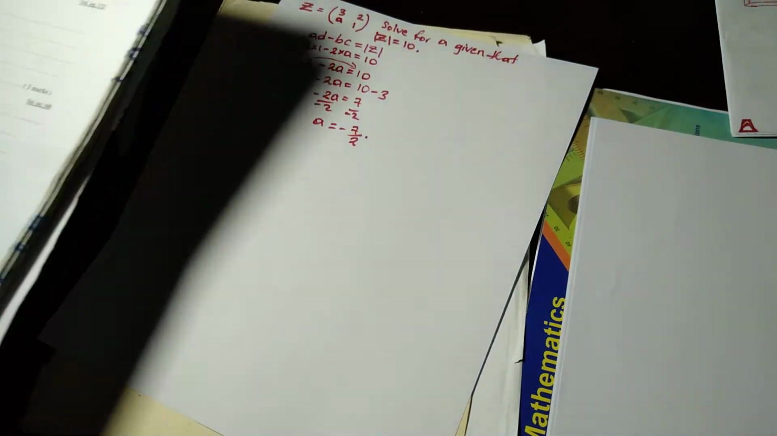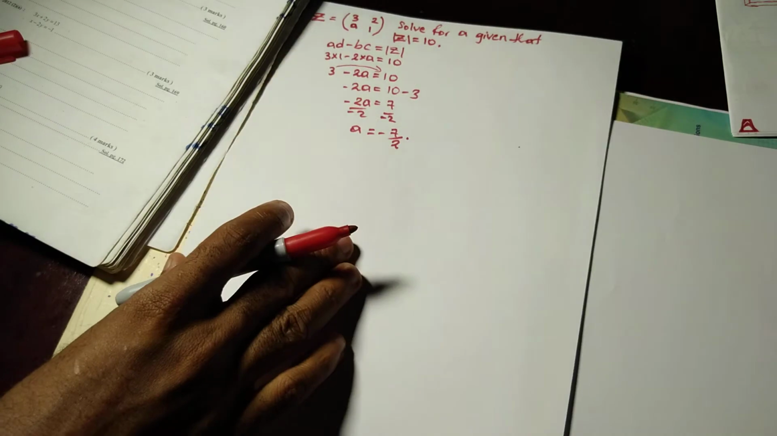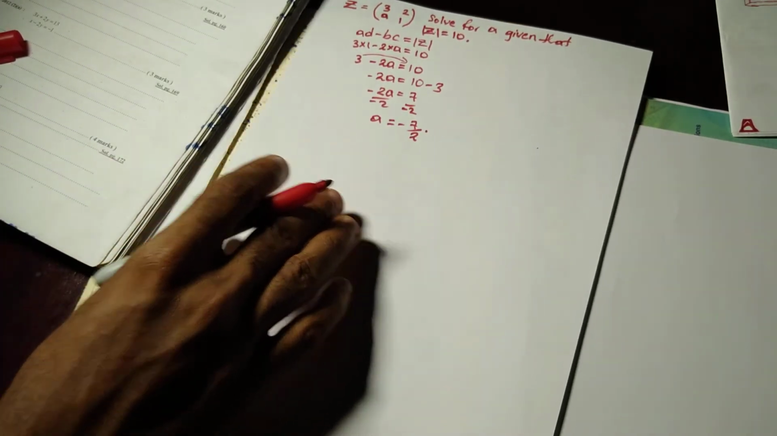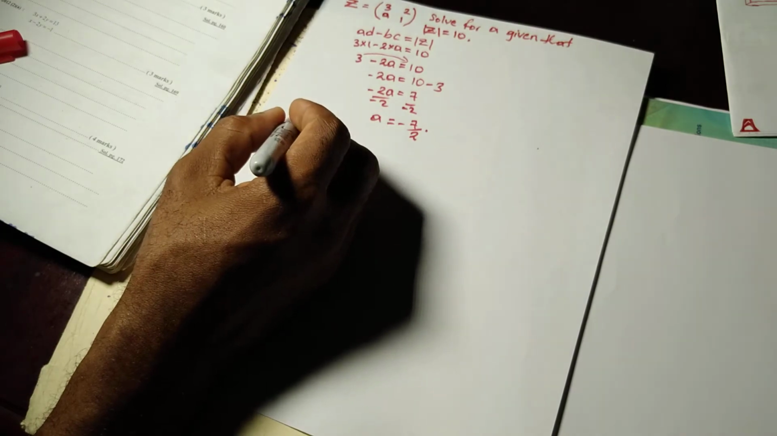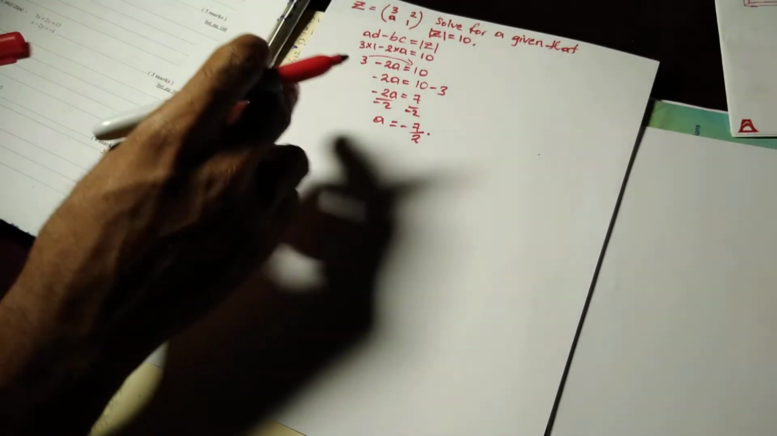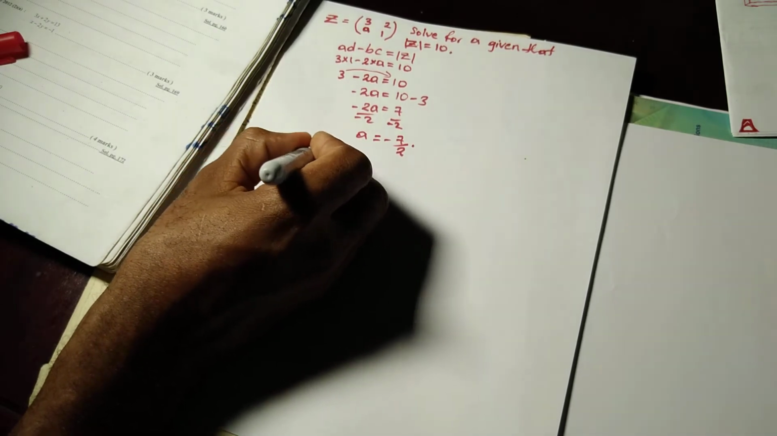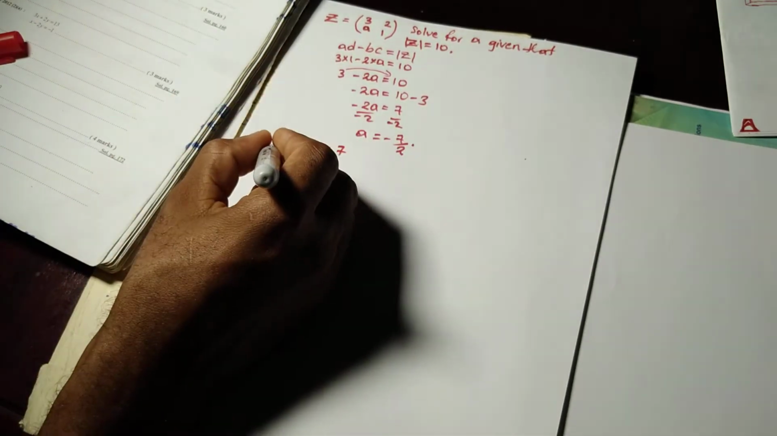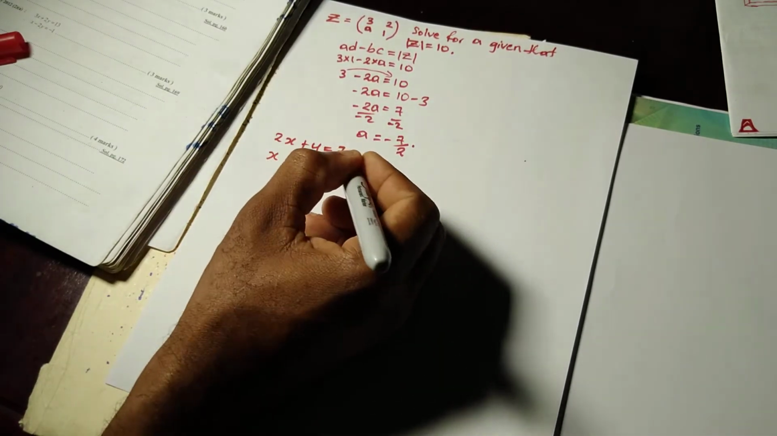All right, so these are some questions, some linear simultaneous equations. So let's see if we can solve a pair of simultaneous equations using the matrix method. So let's look at this one. We have 2x plus y equals 7. We have x minus 2y equals 1.